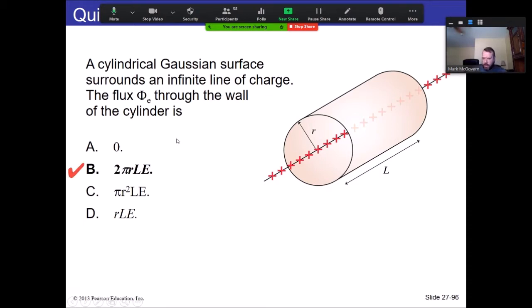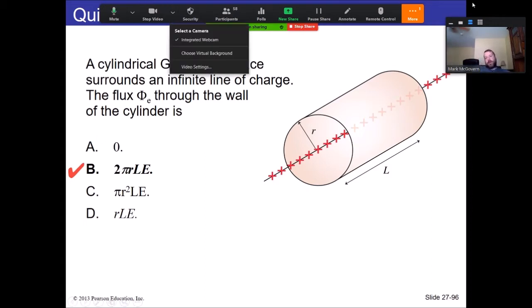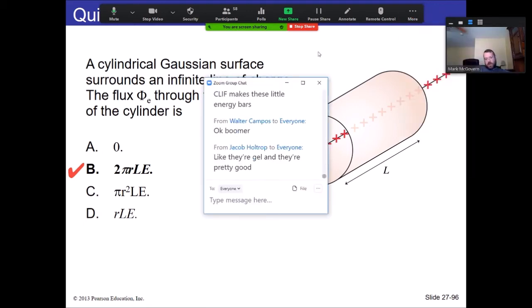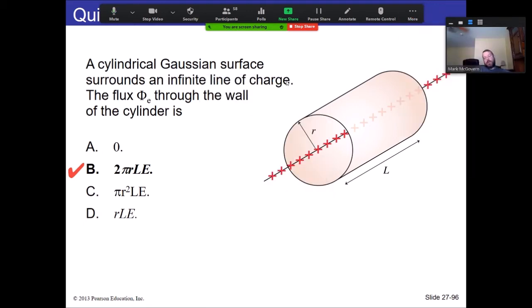Well, remember what's going on here. Your flux is your electric field times your area. Well, it's a surface integral, right? But the electric field, we know, is constant all along the surface. And if you look at this surface here, what is its area?